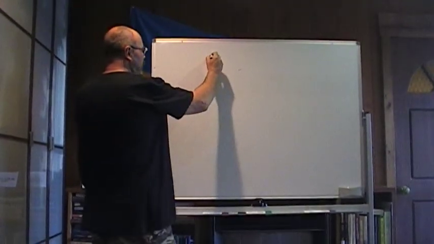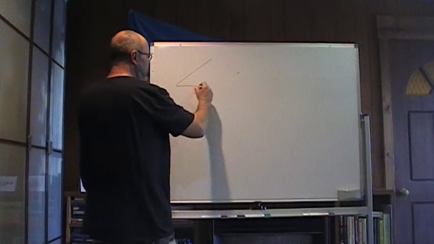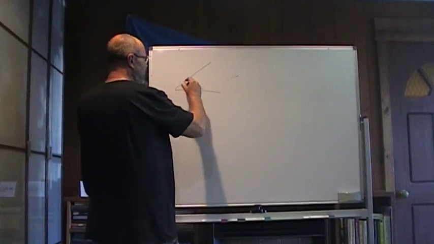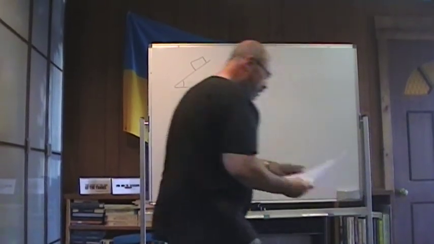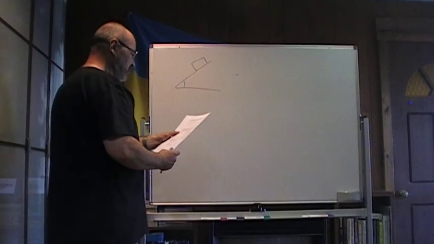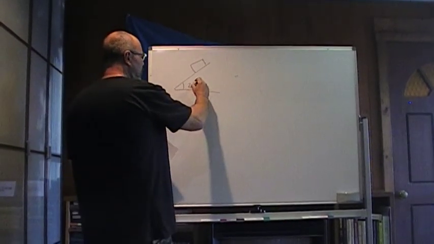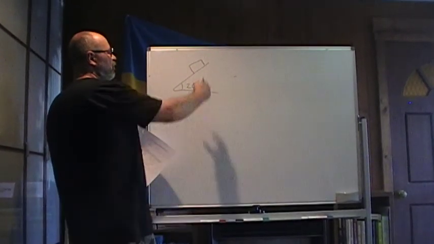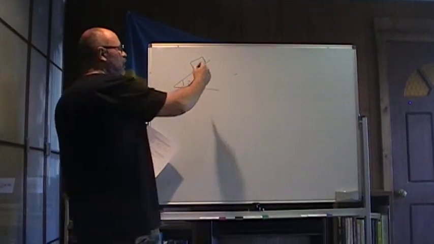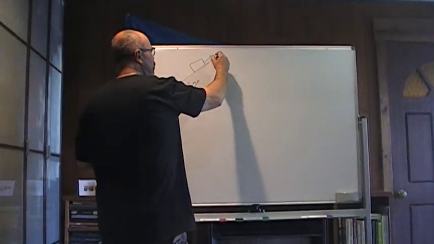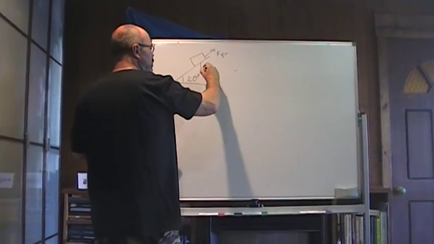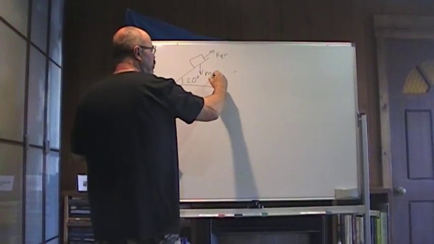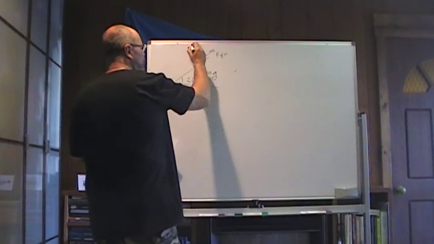So we have an inclined plane with the angle 20 degrees. We have it sliding down, so we now have a friction force acting up the plane. We have the weight force and we have the normal reaction.